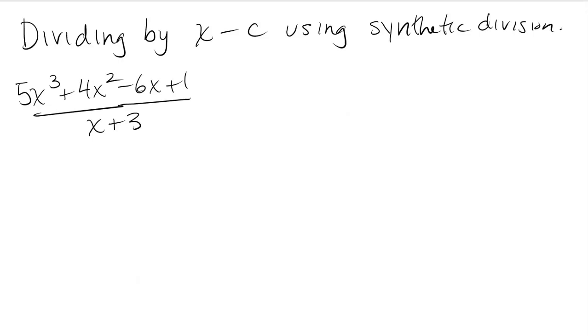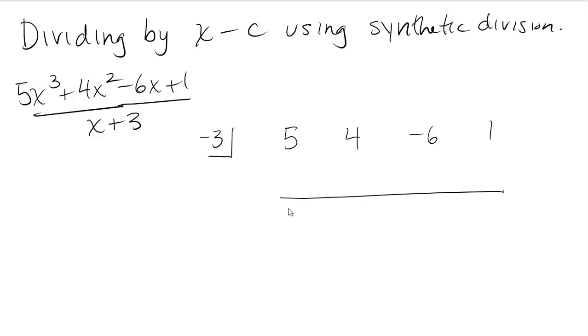Let's try another example. 5x cubed plus 4x squared minus 6x plus 1 divided by x plus 3. So I list the coefficients of the dividend, the thing on top: 5, 4, -6, and 1. And off to the side in a little nook, I put the value of c. Here we're adding 3, so the value of c is -3. Again, I like to explain this like we're switching the sign from the start so that we don't have to worry about switching the sign down here.